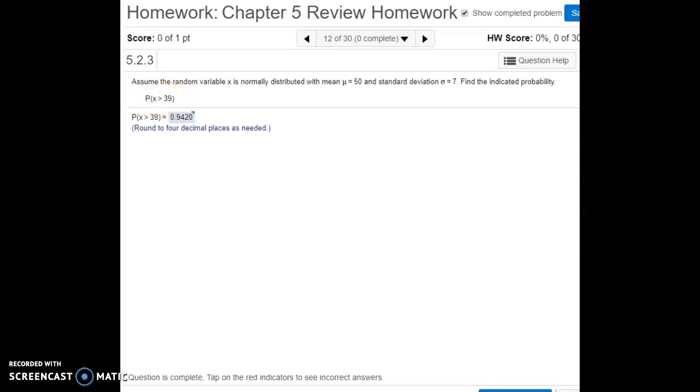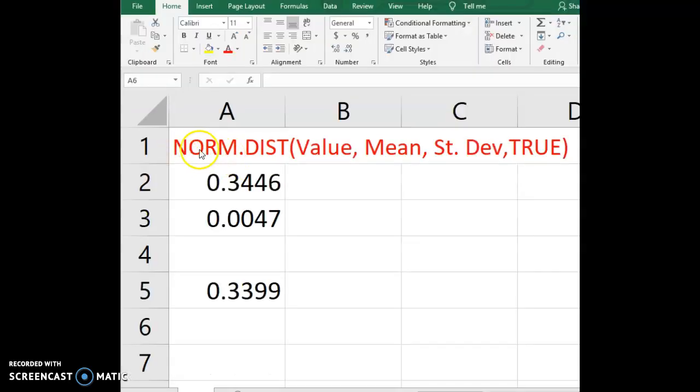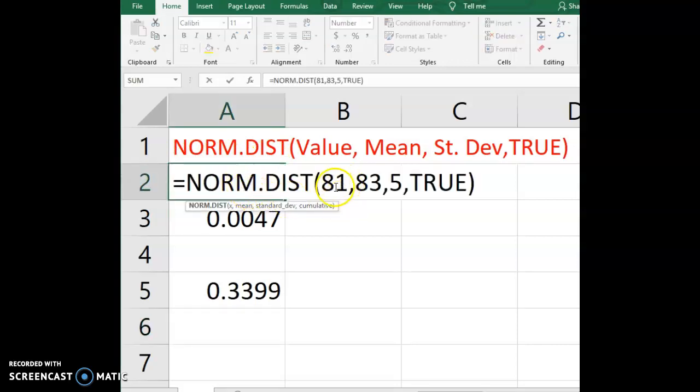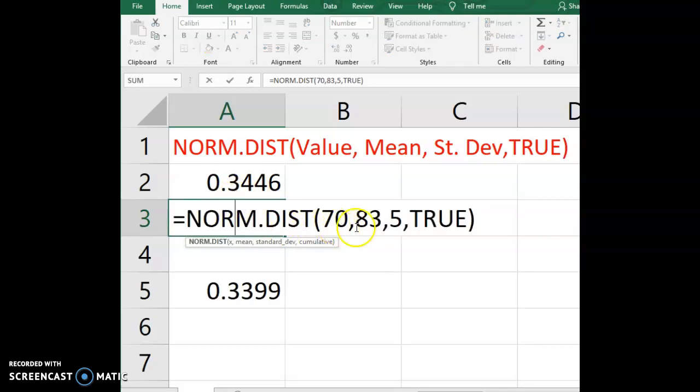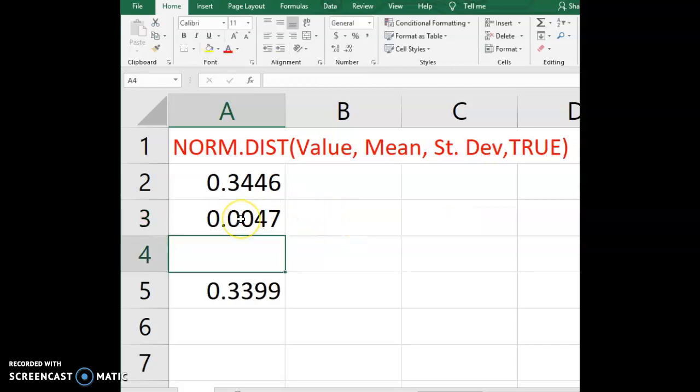For number 13, we're told we have a normal distribution. We're given the mean and the standard deviation, and we're finding the probability of being in between two values. So using our formula NORM.DIST, we're going to want to enter in our larger value, the mean, the standard deviation, and this gives us the probability of being anywhere to the left of that value. And we want to do the same thing with the smaller value, and that gives us the probability of being to the left of the smaller value.